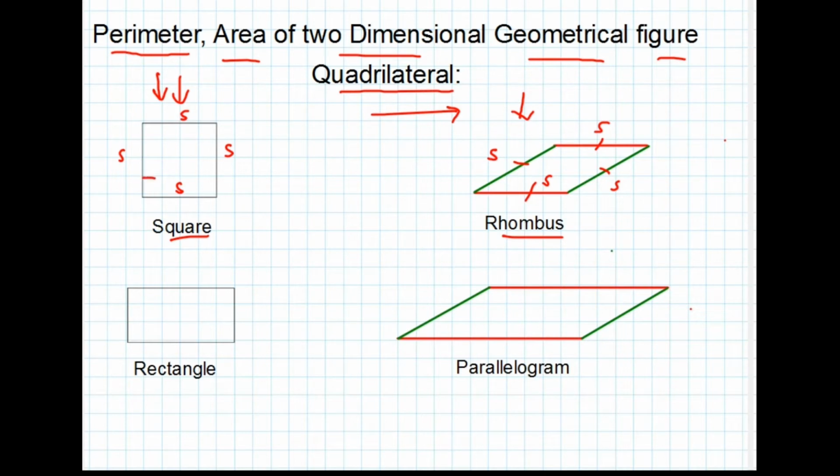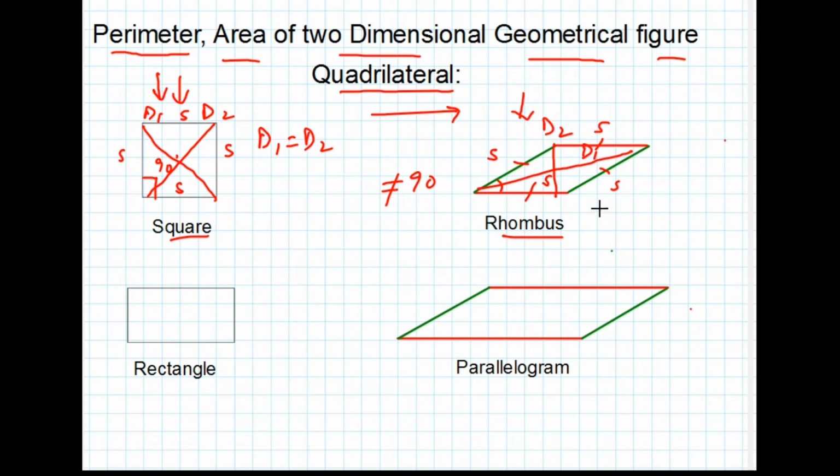All sides of a square intersect at right angle as shown in the figure. All sides of a rhombus do not intersect at 90 degrees as shown in the figure. Diagonals of a square are equal, that is D1 is equal to D2. Diagonals of a rhombus are not equal, that is D1 is not equal to D2, as we can see in the figure. Here D1 is greater than D2.